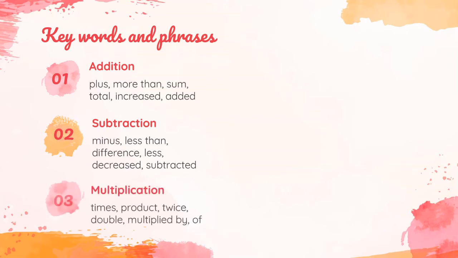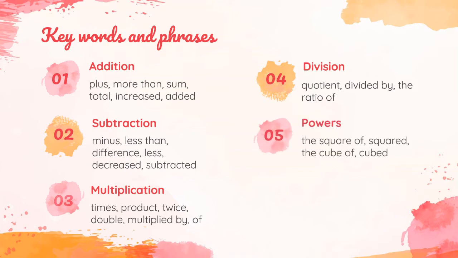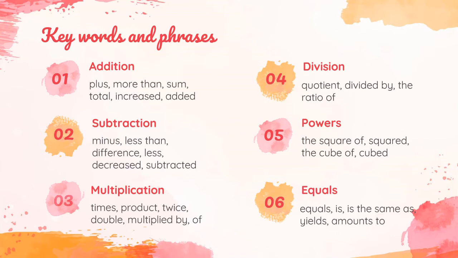For multiplication, we have times, product, twice, double, multiplied by, and of. For division, we use quotient, divided by, and the ratio of. For powers, we use the square of, squared, the cube of, or cubed. We also have this equals: equals, is the same as, yields, and amounts to. Let us now try translating these phrases.